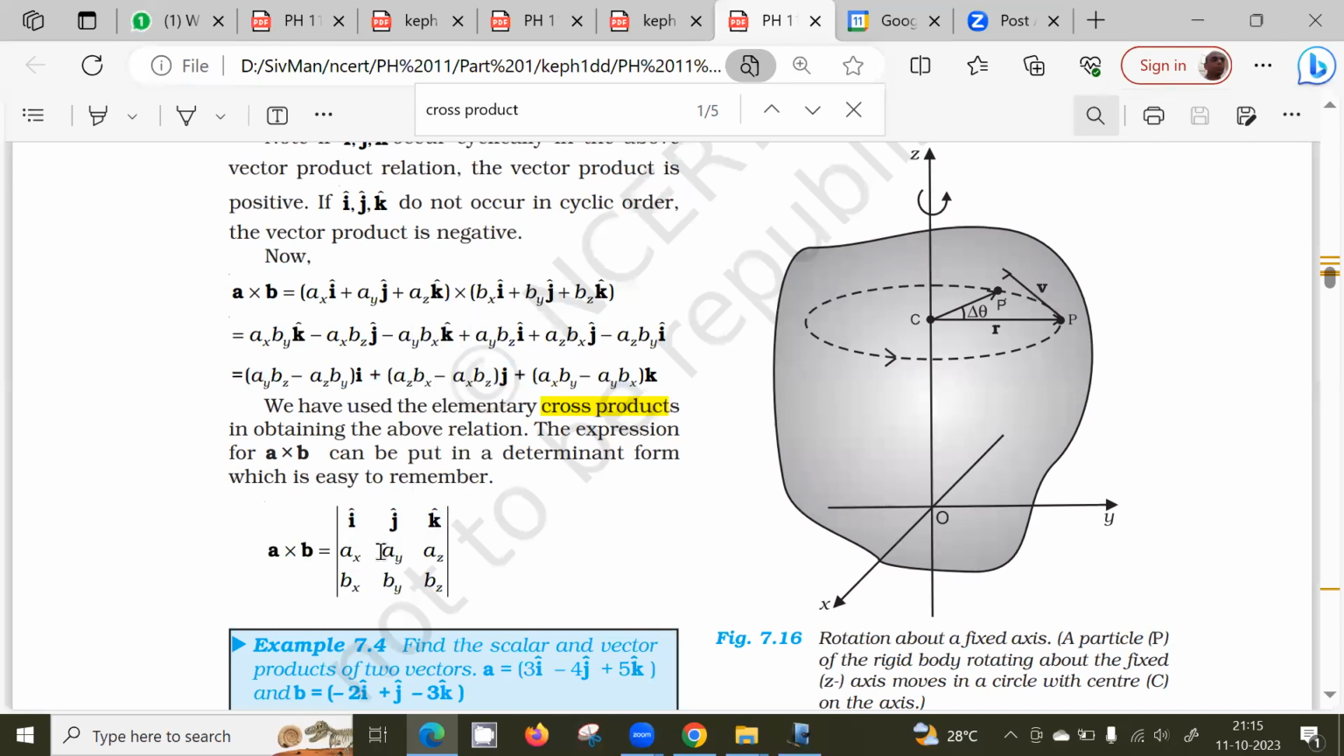The way to expand this determinant is, when I expand it, I'll get this one. So I cap into this minus this, J cap into this minus this, K cap into this minus this. So Tarun, is it clear? Cross product.